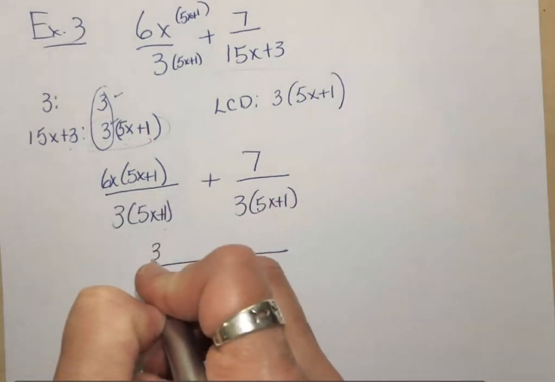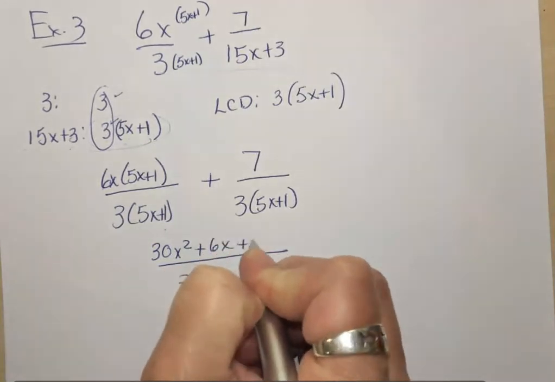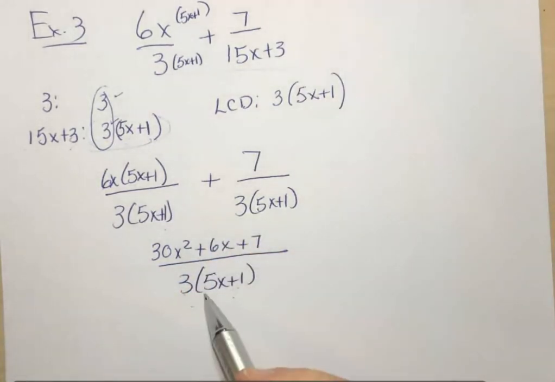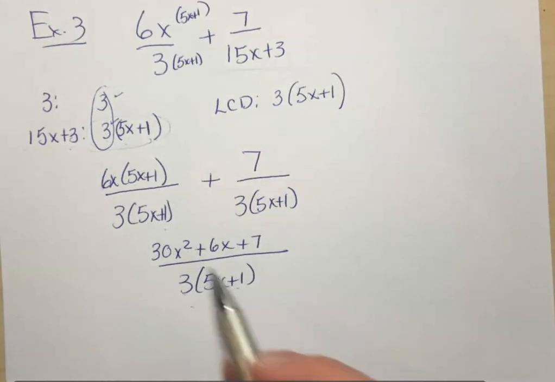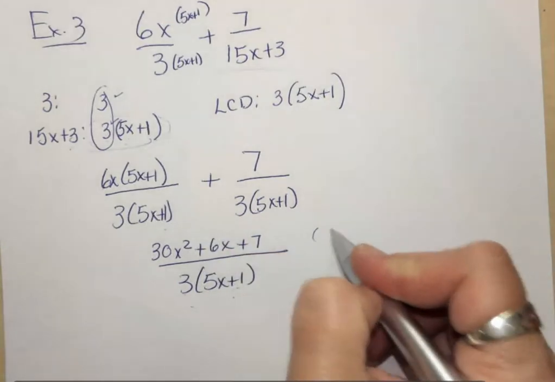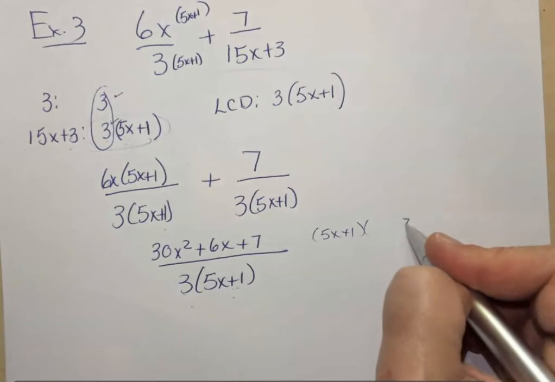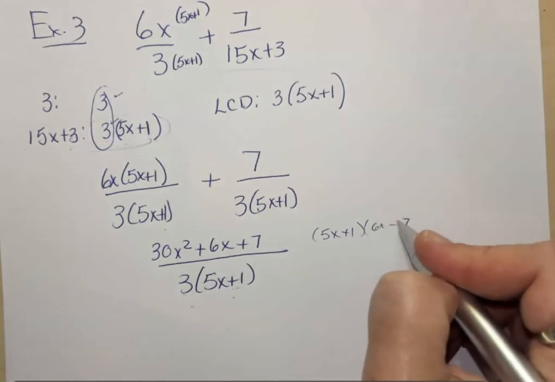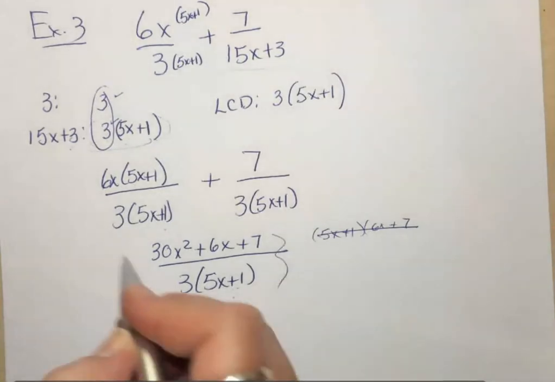So I end up with 30x squared plus 6x plus 7. Now, 5x plus 1, I don't believe that is going to be a factor. It would have to be a 7 and a 6. Yeah, that's not going to do it. So that is my most reduced form.